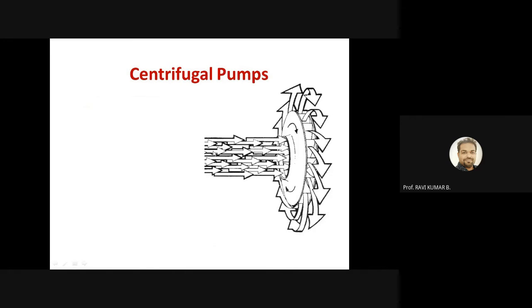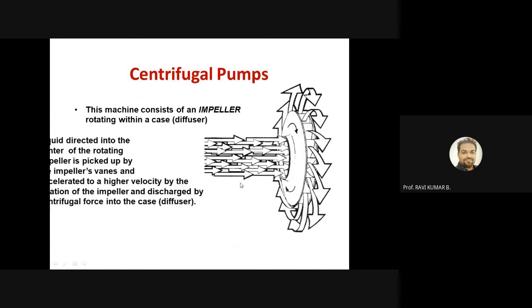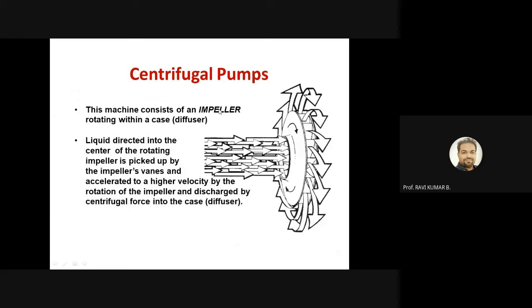As I said, it is a very simple phenomenon. At the center, water is coming, and after entering here, it will be passing through the vanes. Curved vanes are there, and it will follow the path and finally come out. This complete part is rotating. This is the impeller. The machine consists of an impeller rotating within the case. Liquid is directed into the center, picked up by the impeller vanes, accelerated to a high velocity and discharged into the volute casing.